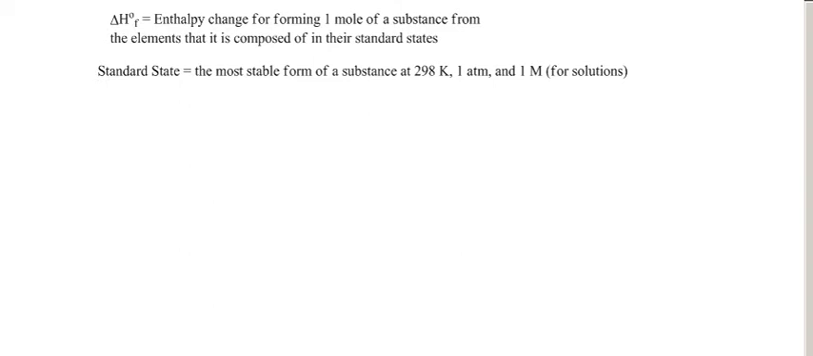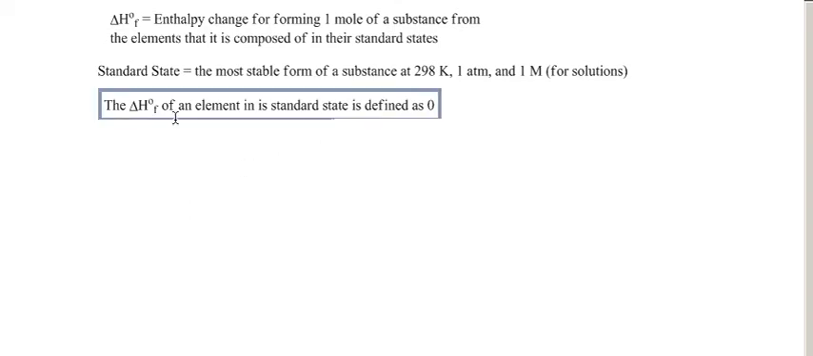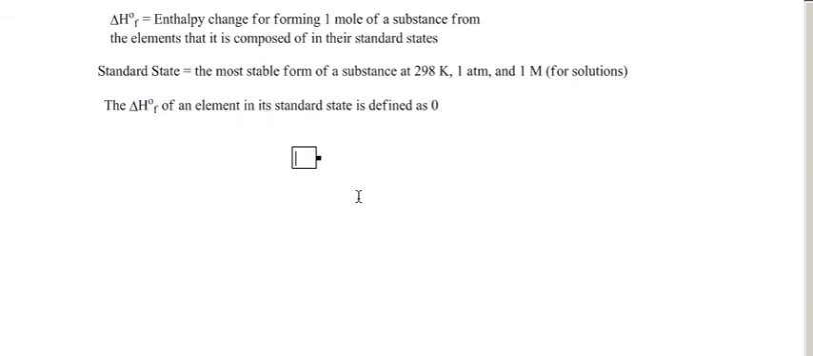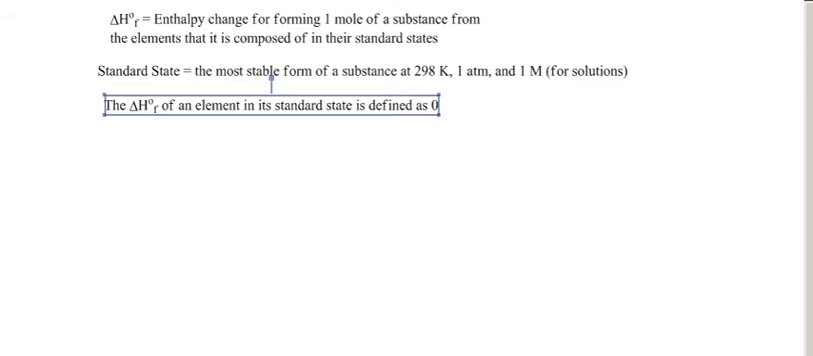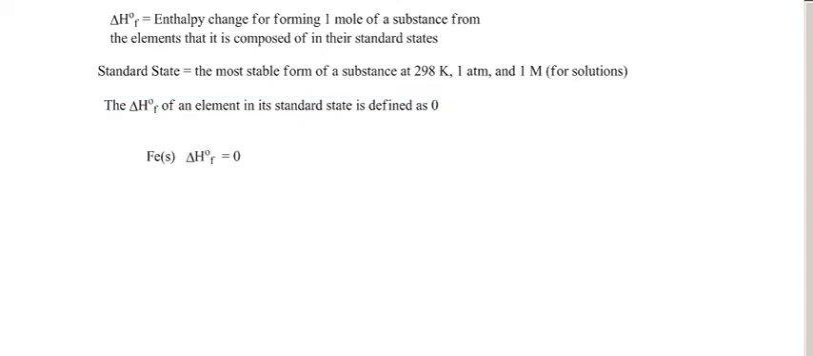Also, it's important to recognize the definition that the heat of formation, delta H, or I should say the enthalpy of formation of an element in its standard state, and there's a spelling error here, in its standard state, is defined as 0. We can use that for a number of things we'll see in future problems, but I want to point out that it's very important that when we're defining something as having an enthalpy of formation of 0, we are referring to an element in its standard state.